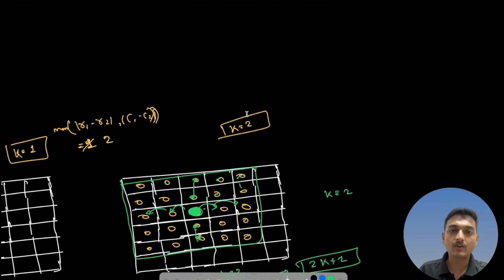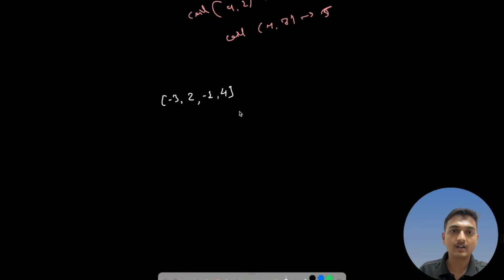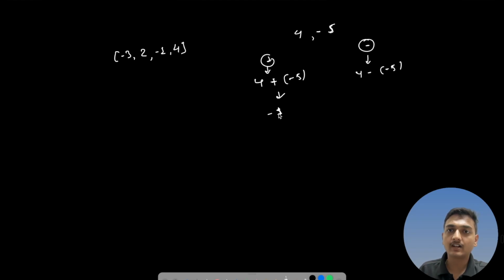For example, let's say 4 is given to us, and let's say -5 is given to us. We need to take the sum of it. So what is the sum? 4 plus -5. We need to take the difference as well. 4 minus -5. If I take the sum, I will get -1, and if I take the difference, I will get 9.